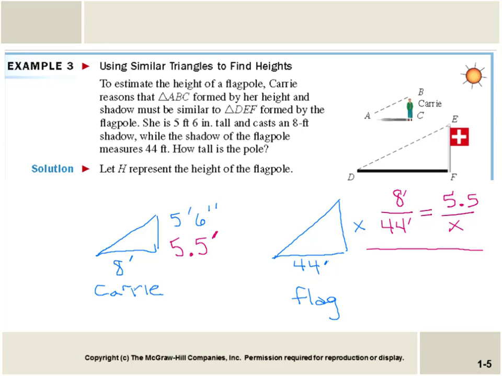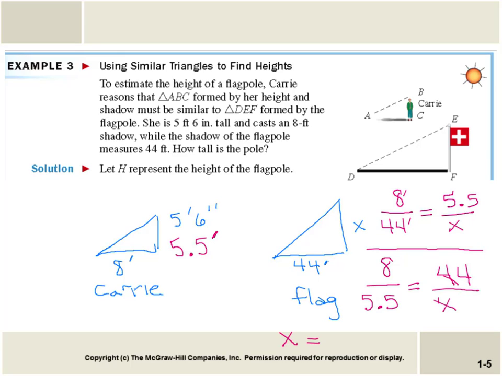Or I can just say Carrie's triangle, so 8 feet over 5.5 feet, is equal to the flag's triangle. And so I'm going to take the height over the shadow. Sorry, I just did it backwards. So 8 feet is the shadow, so I need the shadow, which is 44 feet, and the height is X. So I can set it up like that. Both of those proportions will work. I can even set up the reciprocal. It doesn't really matter. Then the last thing that I'm going to do is solve for x.